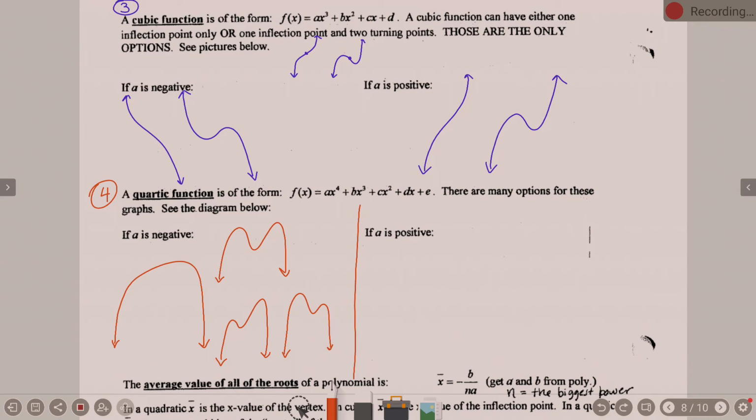Now, if A is positive, it's going to be up, up. And instead of M's, we're going to be talking about W's. Those W's could be somewhat symmetric. They could also be very not symmetric.